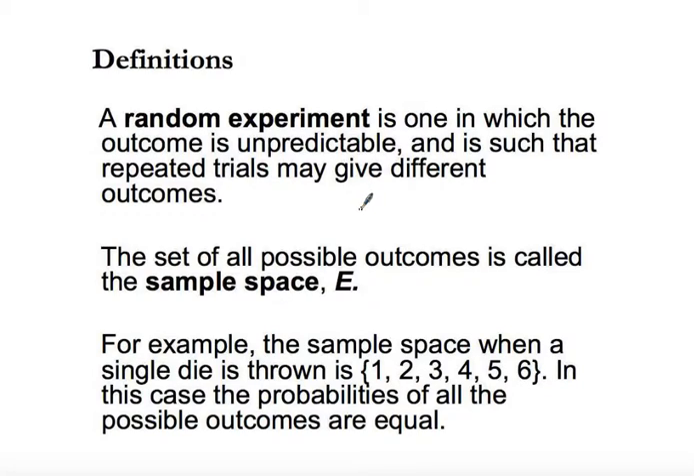So again, making sure that we understand all the terms that are required. A random experiment is one in which an outcome is unpredictable and is such that repeated trials may give different outcomes. Again, going back to our dice example, that is a random experiment. A set of all the possible outcomes is called the sample space E. So, for example, the sample space when we roll a single dice is 1, 2, 3, 4, 5 and 6 because they are all the outcomes that can occur. In this example, the probability of all these outcomes is equal if it is a fair dice.